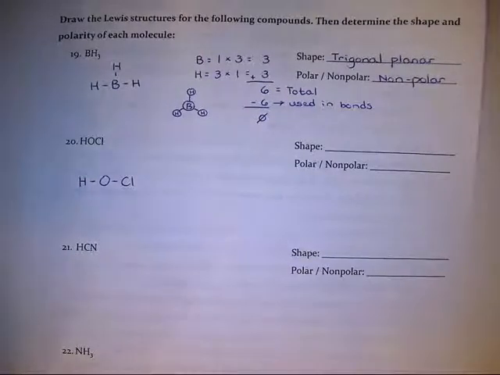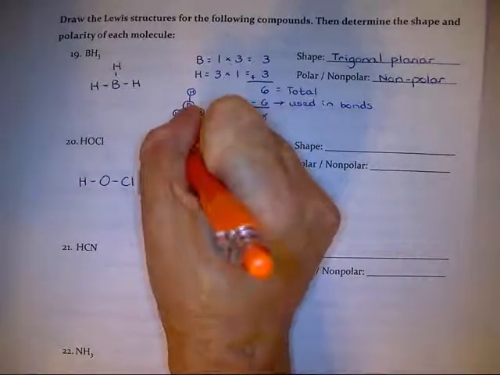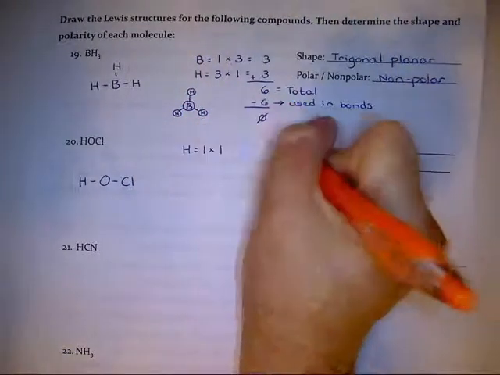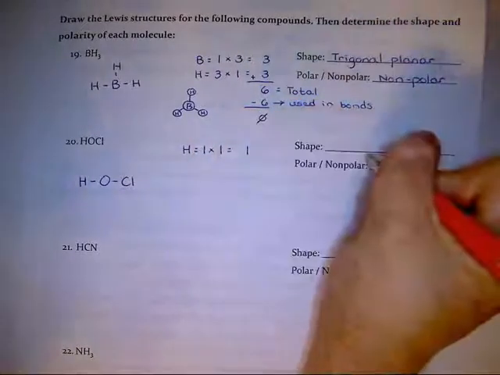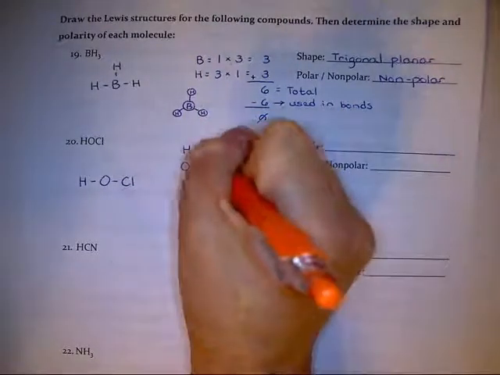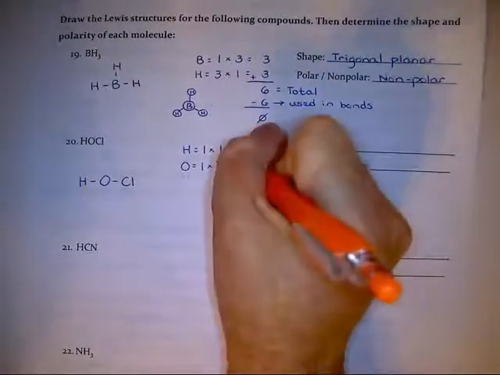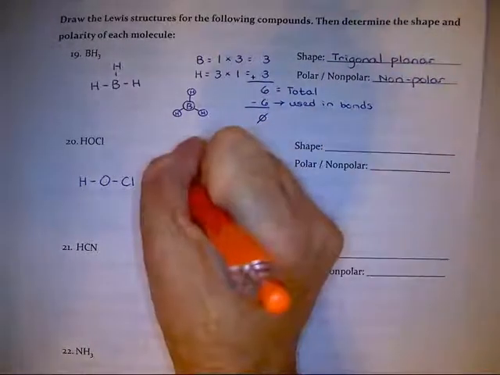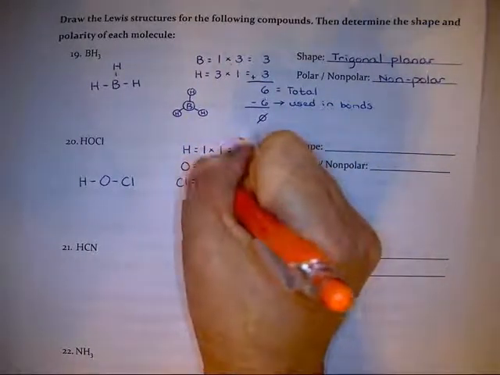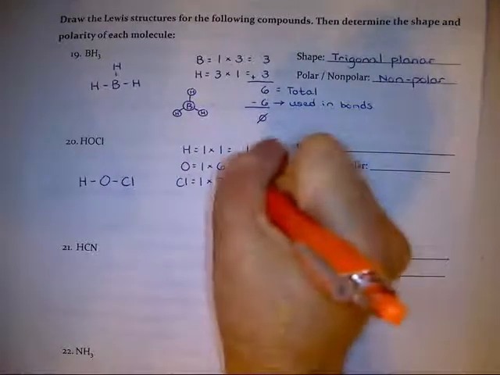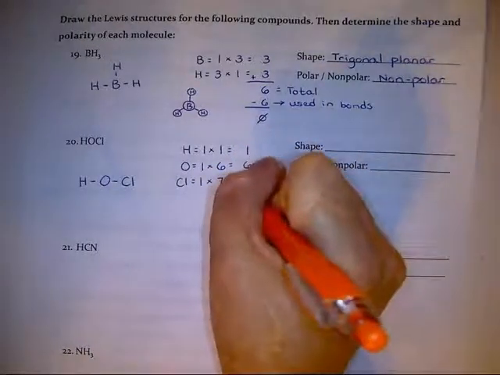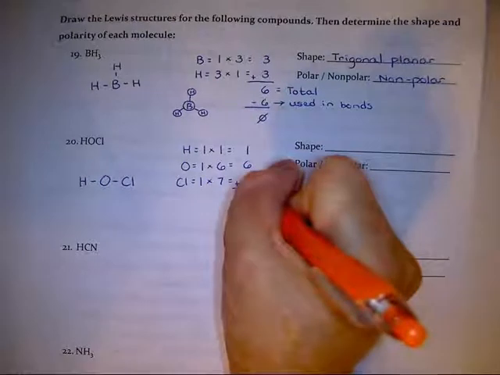Now let's figure out our number of valence electrons. So H, I got 1 H. H has 1 valence electron, so there's only 1 from this. O, I have 1 O. O contributes 6 valence electrons each. 1 times 6 is equal to 6. Cl, I have 1 Cl. There are 7 valence electrons from a Cl. So 1 times 7 is equal to 7. Alright, 1 plus 6 plus 7 gives me 14. So again, this is the total.